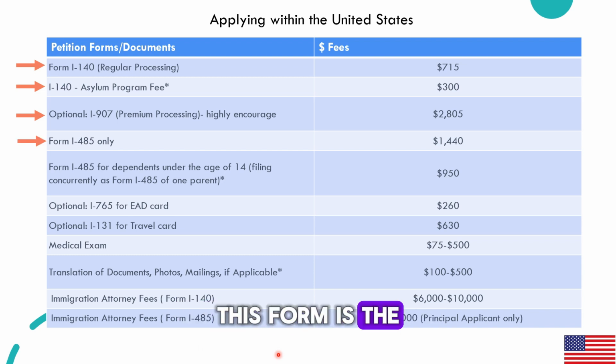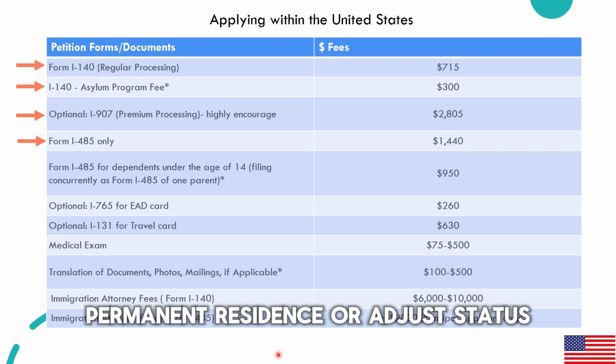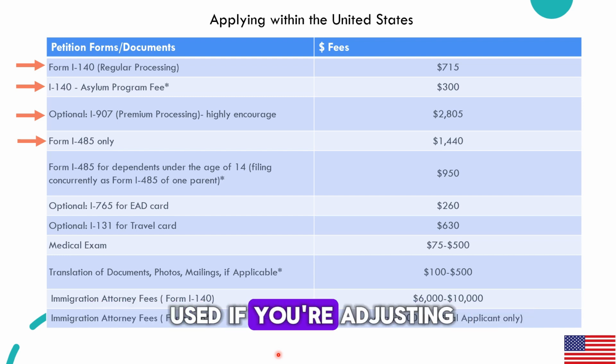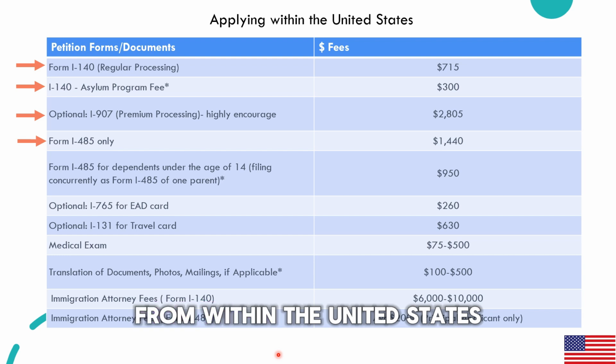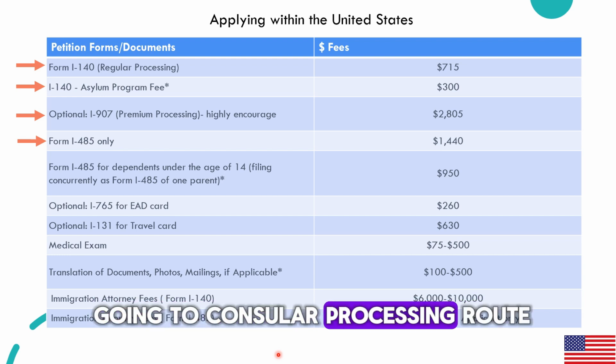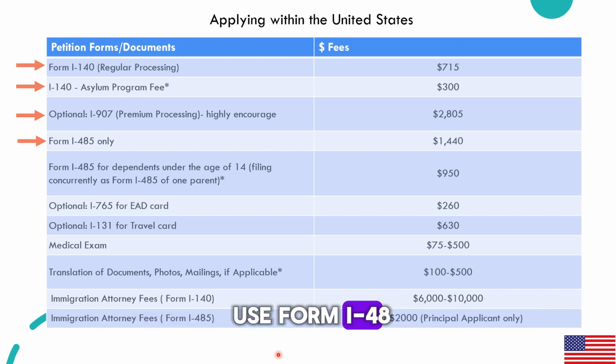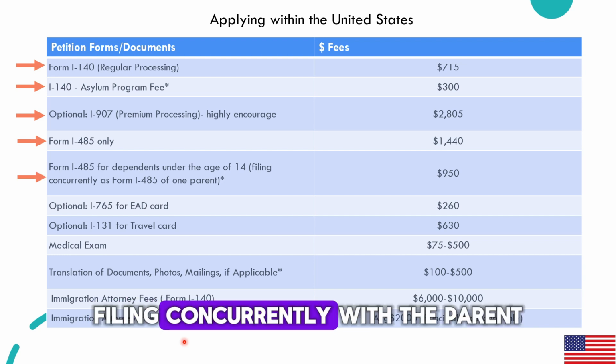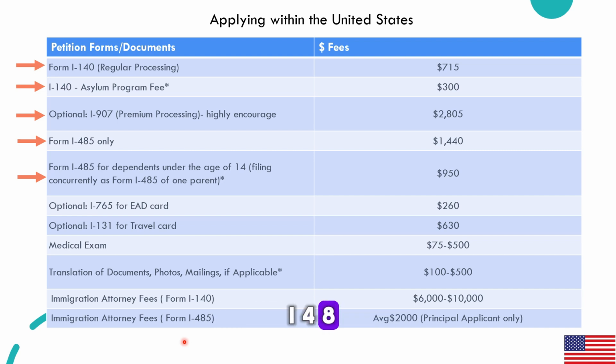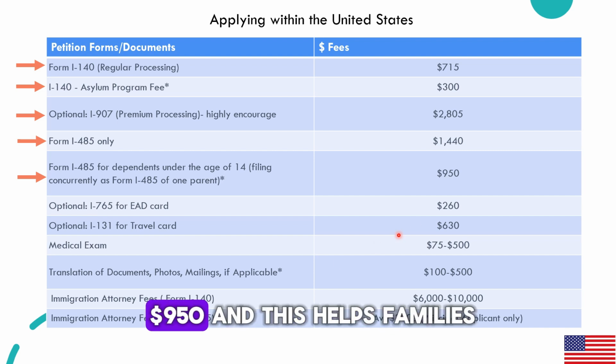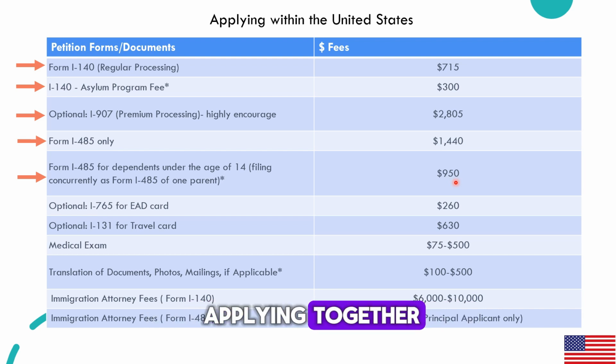This form is the application to register permanent residence or adjust status, and this form is used if you are adjusting your status from within the United States, meaning if you are going the consular processing route, you don't have to use Form I-485, and the fee associated is $1,440. For dependents under the age of 14 filing concurrently with a parent, the fee for Form I-485 is reduced to $950, and this helps families manage the cost of applying together.